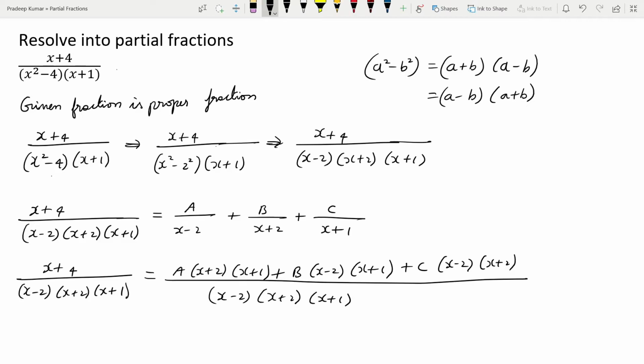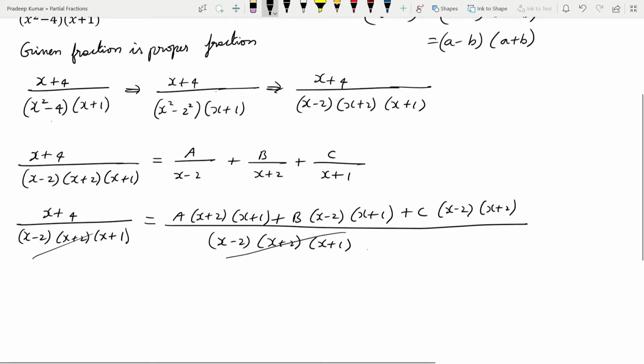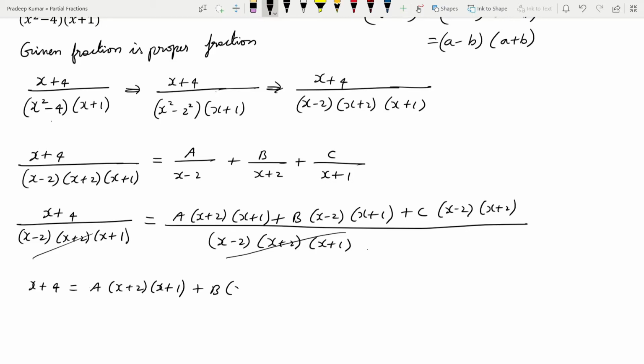Alright, so now here we can cancel this whole denominator and this whole denominator, right? So x minus 2, x plus 2, x plus 1, x plus 1. All this denominator got cancelled and we'll write the remaining elements. That is x plus 4 is equal to A into (x plus 2)(x plus 1) plus B (x minus 2)(x plus 1) plus C (x minus 2)(x plus 2).